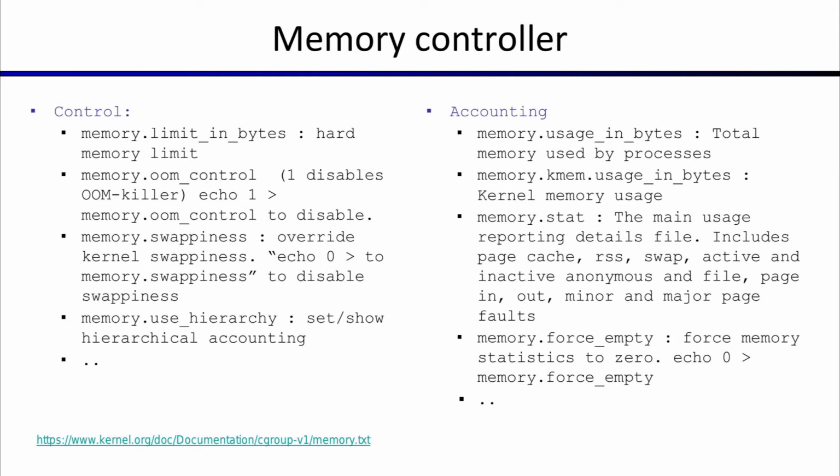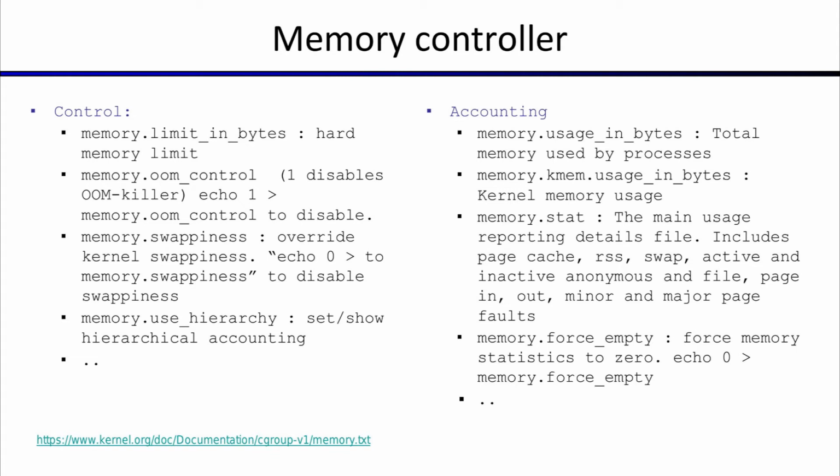Swappiness setting, which is the aggressiveness with which the kernel is going to try to swap your pages, can be controlled in the control group, and you could set it to 0 to pretty much disable swap of pages by the kernel for processes in this control group. You can also define if you want to use hierarchy, which means hierarchical accounting will kick in. Control groups and their children are all bound by the limits of the parents as well.